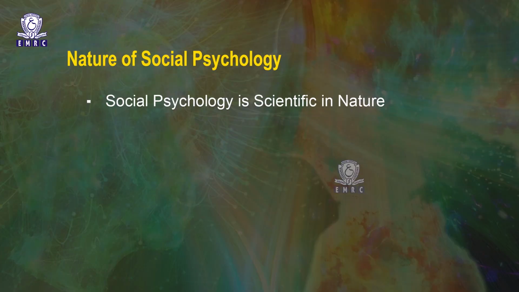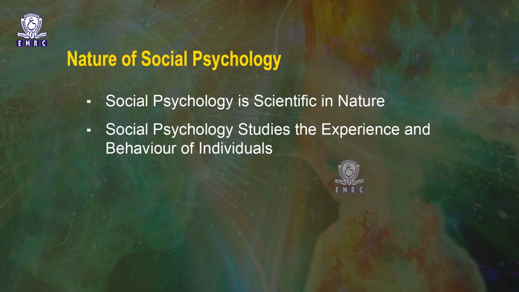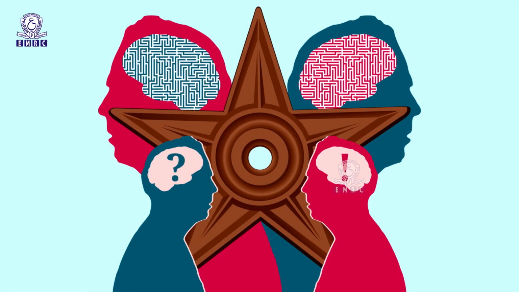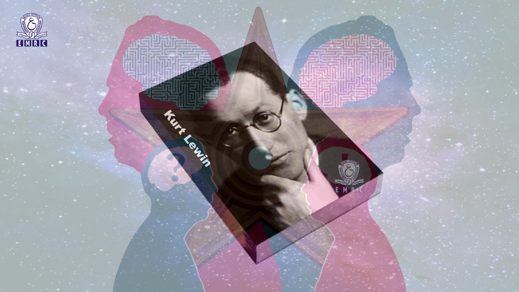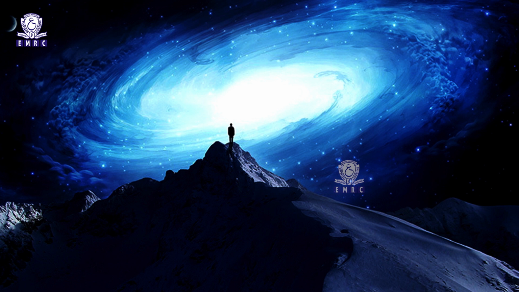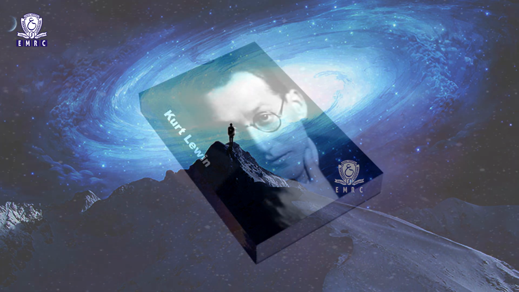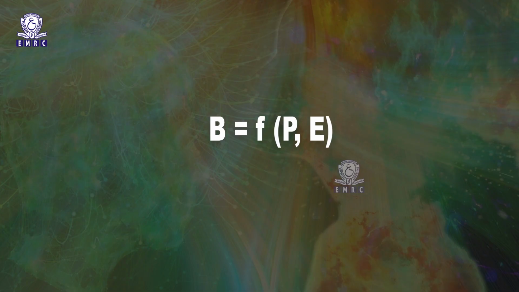Now, let us focus on the second element, that is, social psychology studies experience and behavior of individuals. By now it might be clear to you that human behavior is a result of the interaction of mental states and immediate situations. According to Kurt Lewin, behavior can be viewed as a function of person and the environment. That is, he has written it in the form of a formula: B = f(P, E), behavior is a function of P and E.